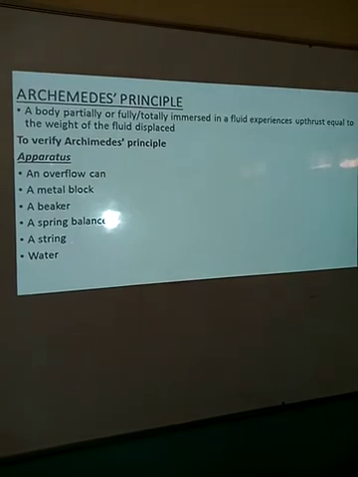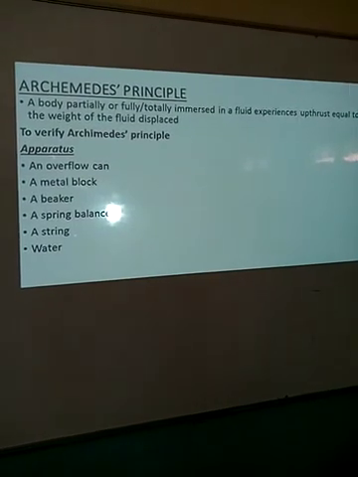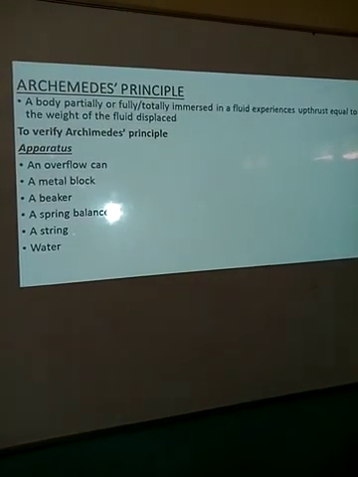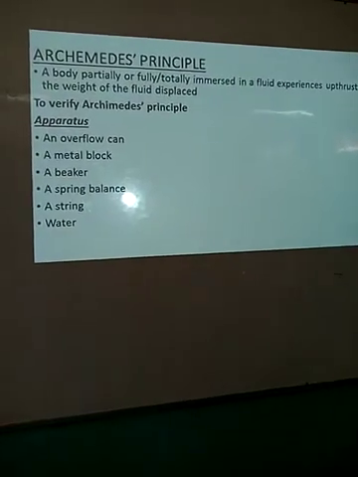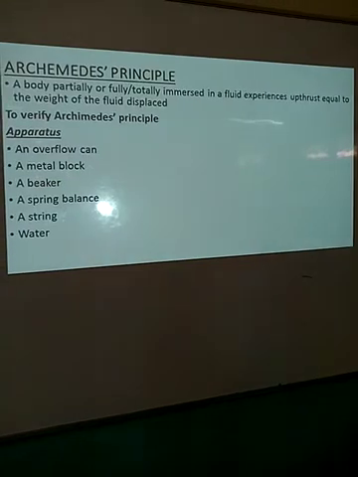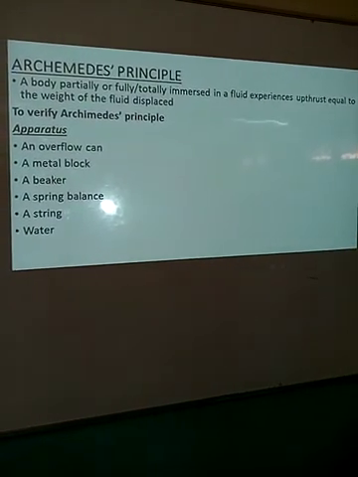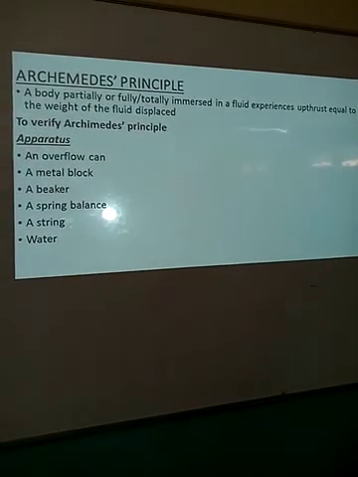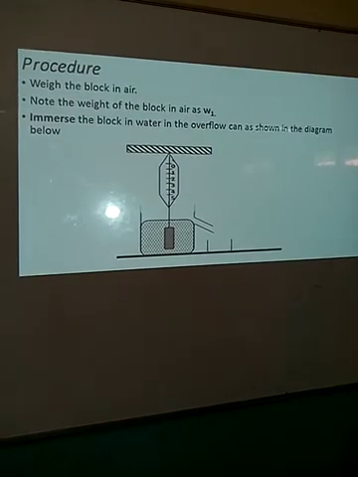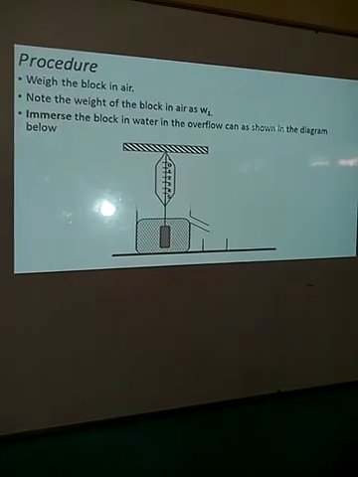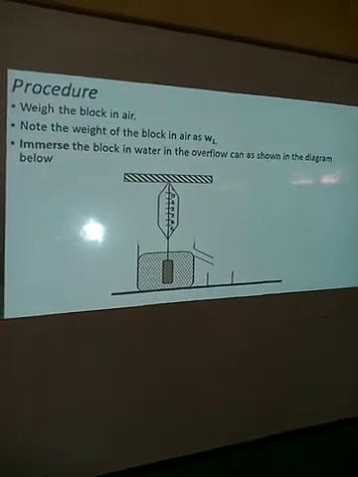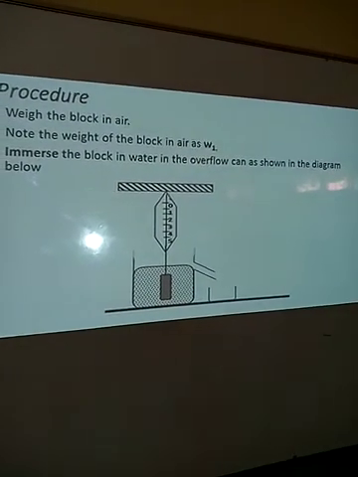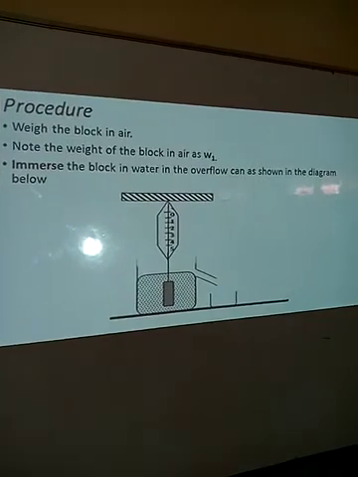Archimedes carried out an experiment, and this experiment can be done to verify the truth about this principle. The apparatus are as listed there: an overflow can, metal block, a beaker, a spring balance, a string, and some water in a eureka can. The procedure is, first we weigh the object in air, that is the exact weight of the body, using a spring balance and record that weight as W1.